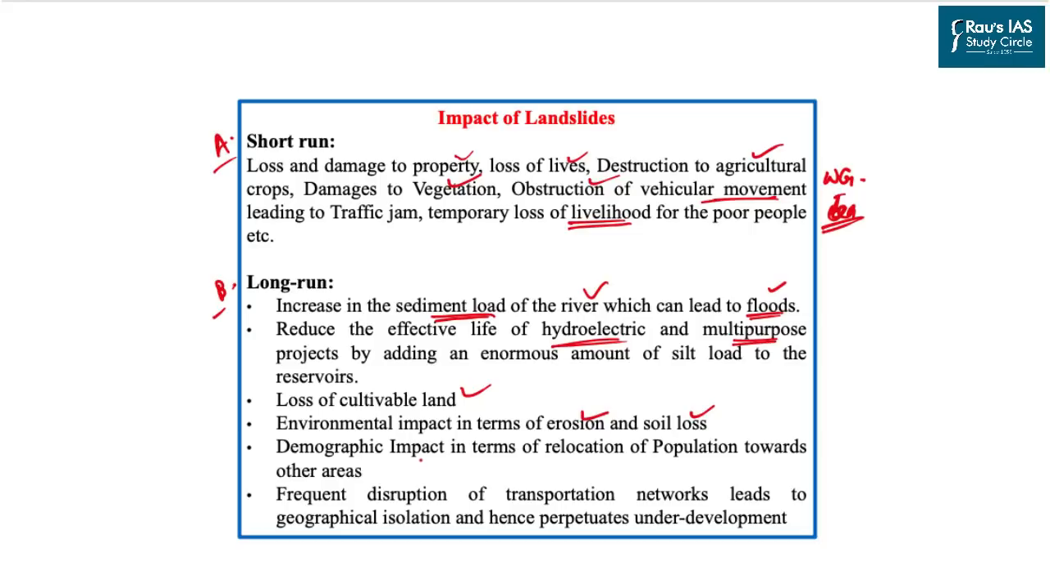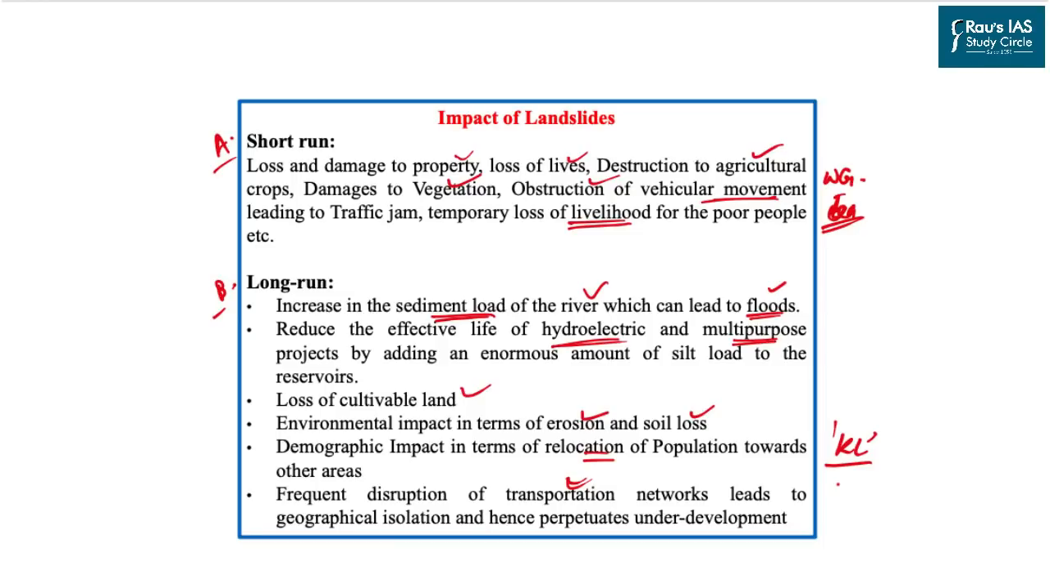We have demographic impact in terms of relocation of the population. This is often seen in the state of Kerala. And lastly, there is a frequent disruption of the transportation network because once this siltation or once this mud falls on the highways, that will restrict the movement and will also impact the economic development of a particular region.